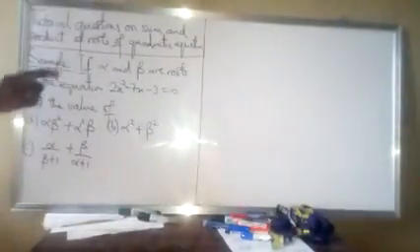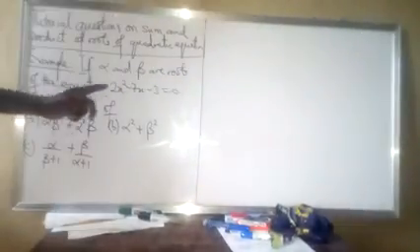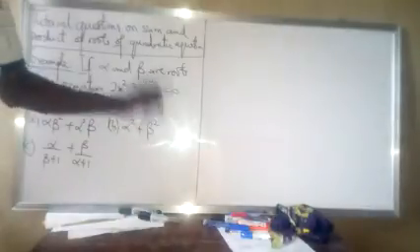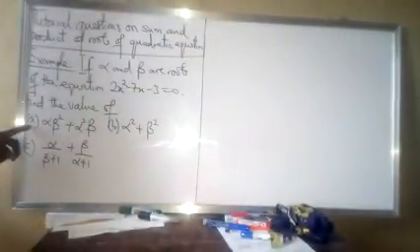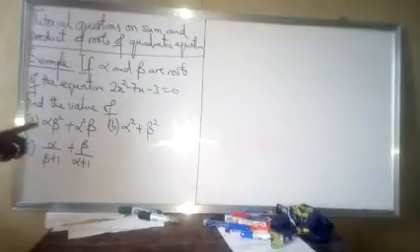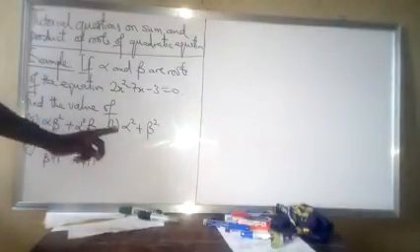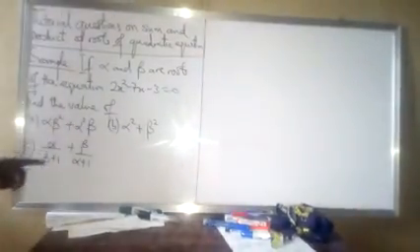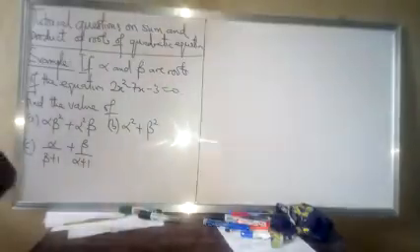The first example: if alpha and beta are roots of the equation 2x squared minus 7x minus 3 is equal to 0, find the value of (a) alpha beta squared plus alpha squared beta, (b) alpha squared plus beta squared, and (c) alpha over beta plus 1 plus beta over alpha plus 1. Now, how do we go about this?